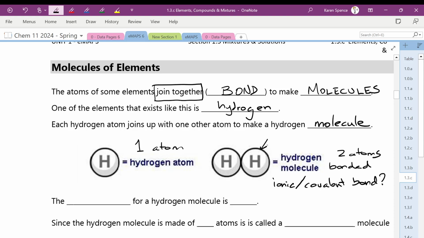Well, hydrogen is a non-metal, and it is bonded to another hydrogen, which is also a non-metal, which would mean that this would need to be a covalent bond.